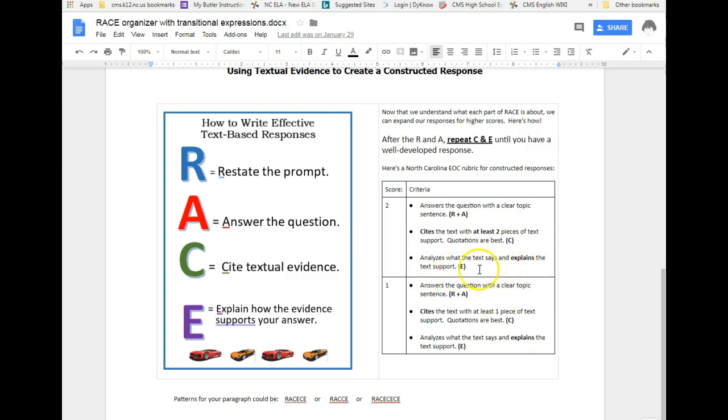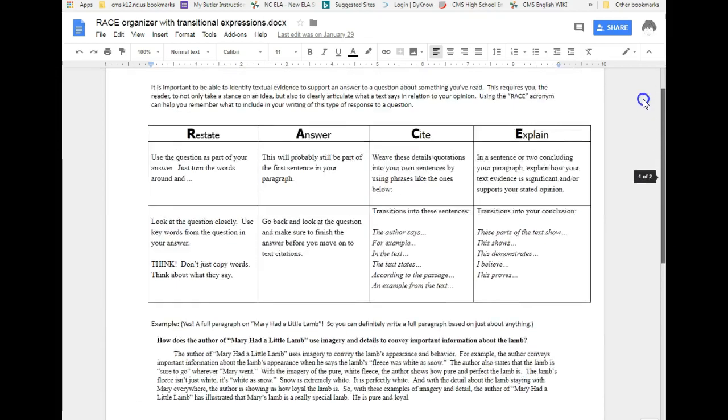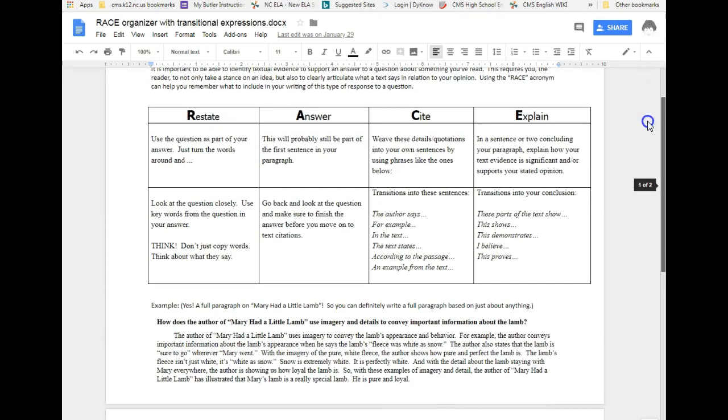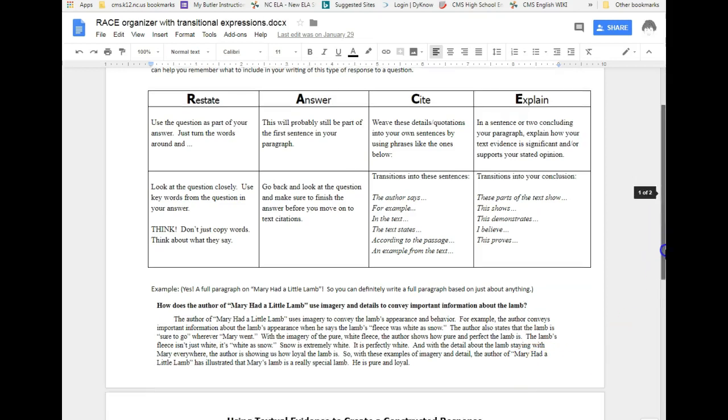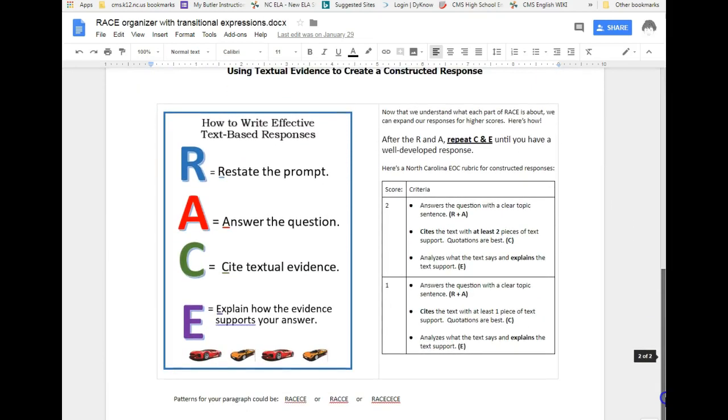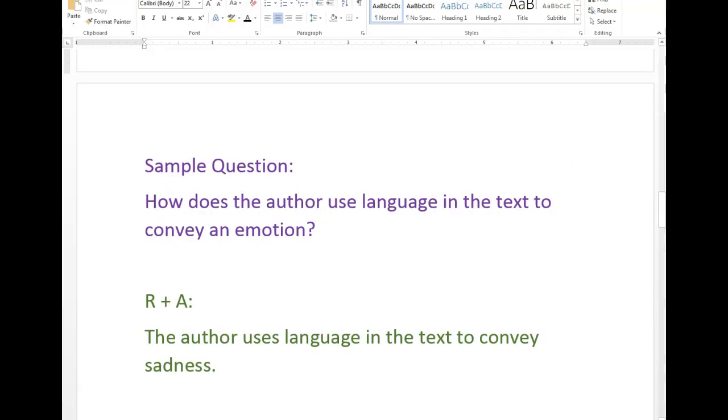And then analyze. Analyze. That just means explain. That's what analyzing text evidence is. You're just explaining. This is what that text evidence shows. All right, so that's what RACE is. You're welcome to pause the screen at any point in order to review any of this. There's an example of a very good RACE response right here using Mary Had a Little Lamb. If you want to pause, zoom in and read that, you can. But let's go ahead and get to today's question.